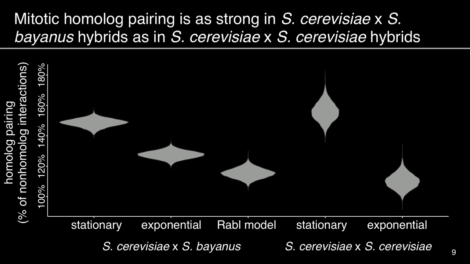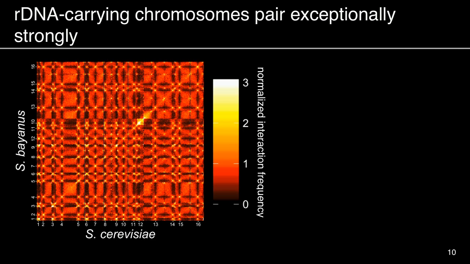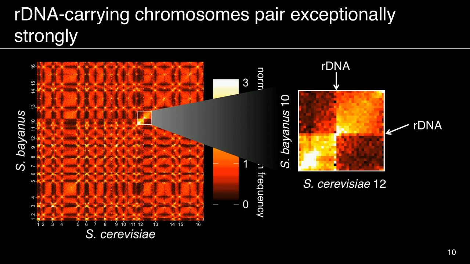So we next wondered whether there's variation across the genome in terms of pairing. To look at that, we can go back to this heat map of intergenome interactions. And if you look carefully, you might have noticed this bright spot, which represents the interactions between the homologous chromosomes which carry the rDNA array.